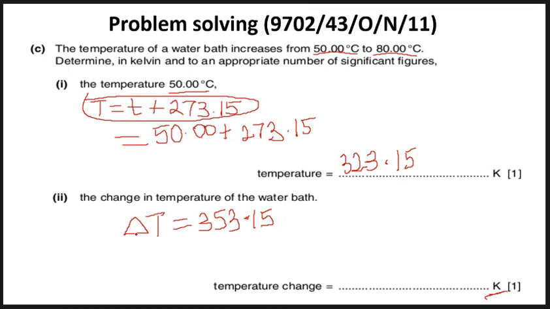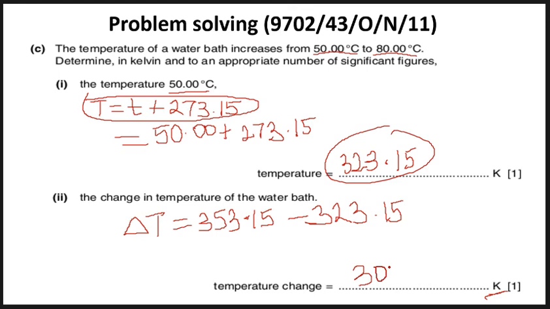Then don't forget this change, so that is going to be minus the initial temperature, which I've already gotten here. That is going to be minus 323.15, and the whole in Kelvin. So if I do the subtraction, that is going to be 30.00. Now, why am I leaving it as 30.00?